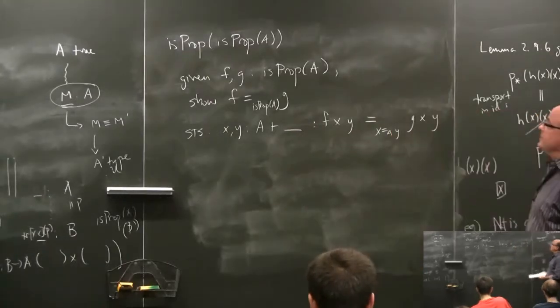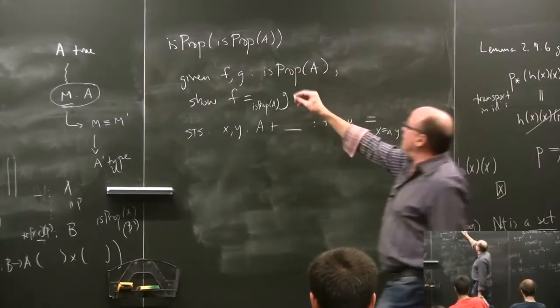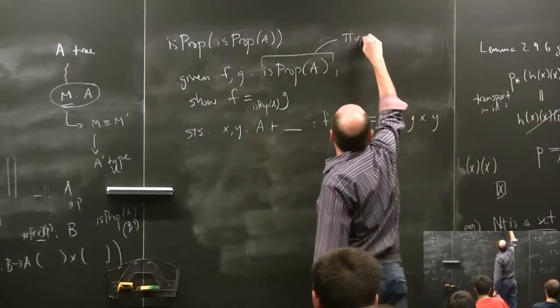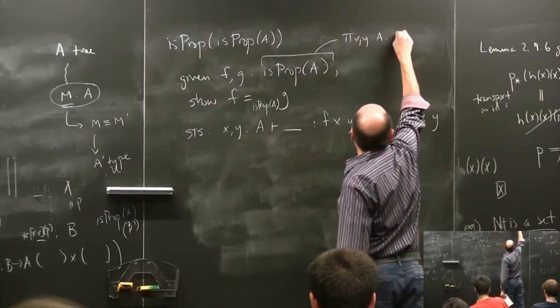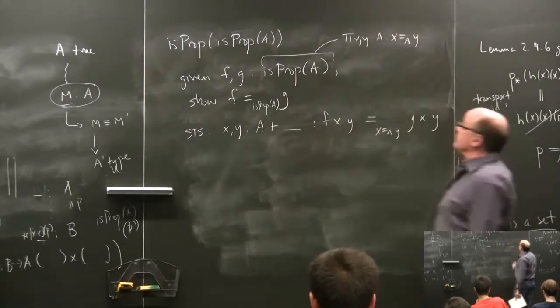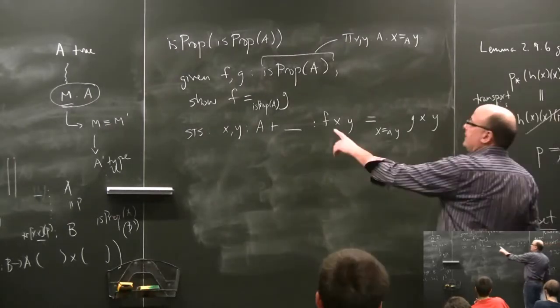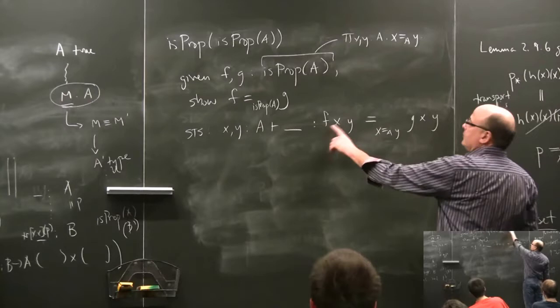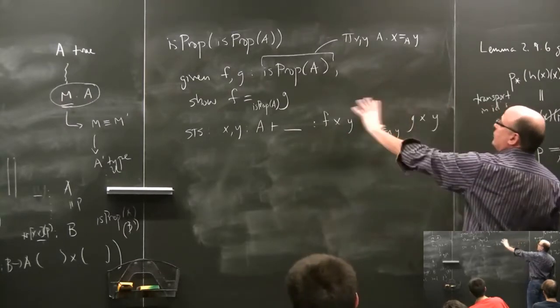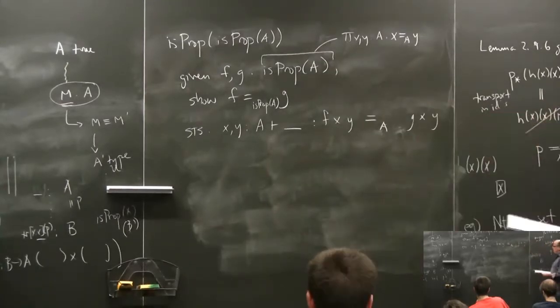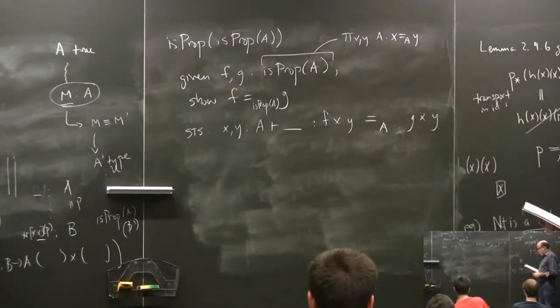Because remember what is prop is, it's no longer on the board, so I'll write it out for you. This says for every x and y in A, x equals_A y, right? That was the definition of is prop. So f and g have the characteristic that if you give me x and y, which are in A, they give you a proof. This should have said A here, shouldn't it? That is not what I wrote in my notes.